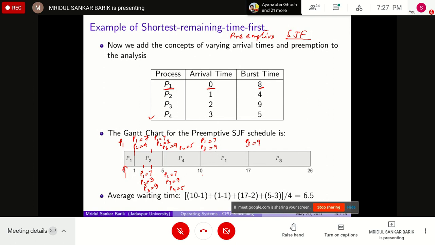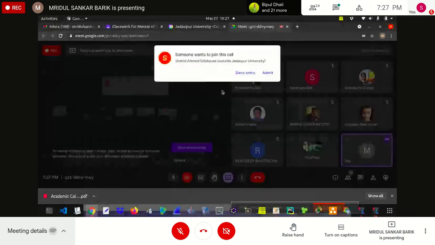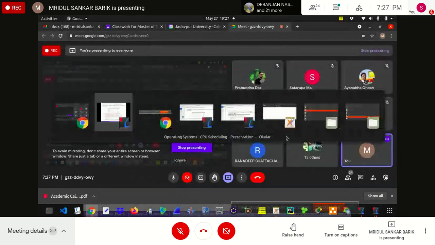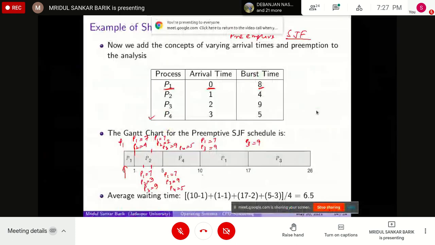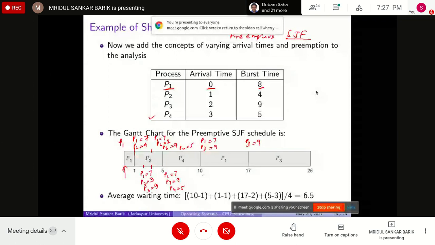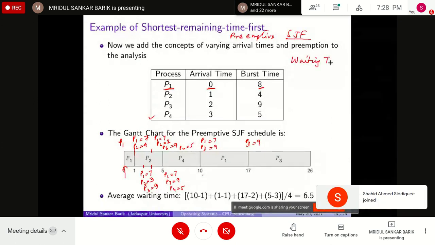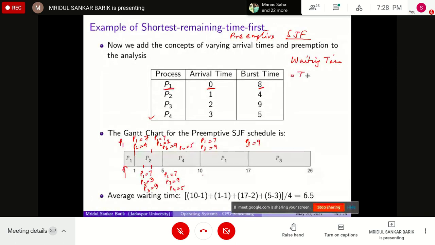Right? Now let's find out the average waiting time for this set of processes. We have 4 processes. Waiting time can be easily found by this: waiting time is equal to turnaround time minus the burst time.